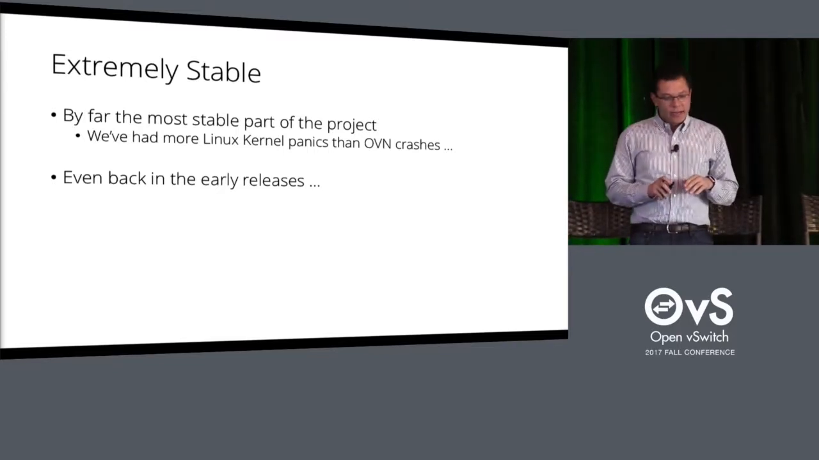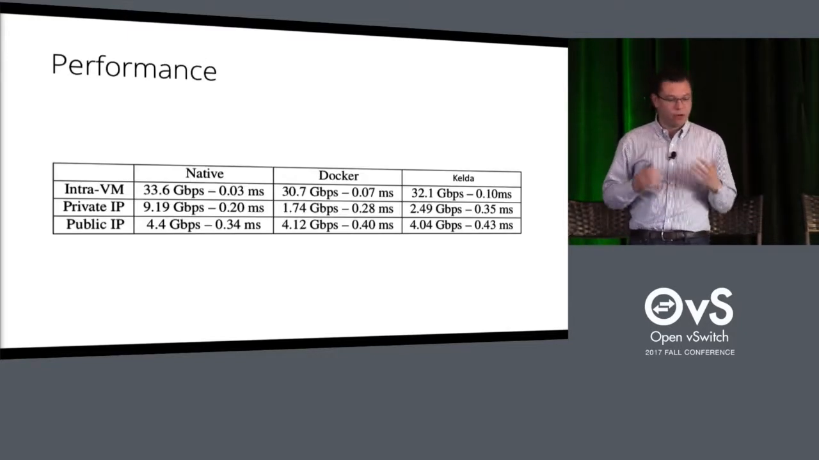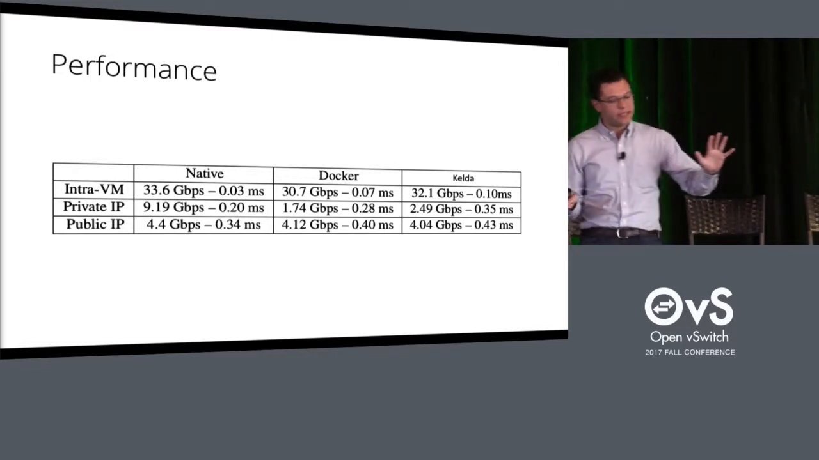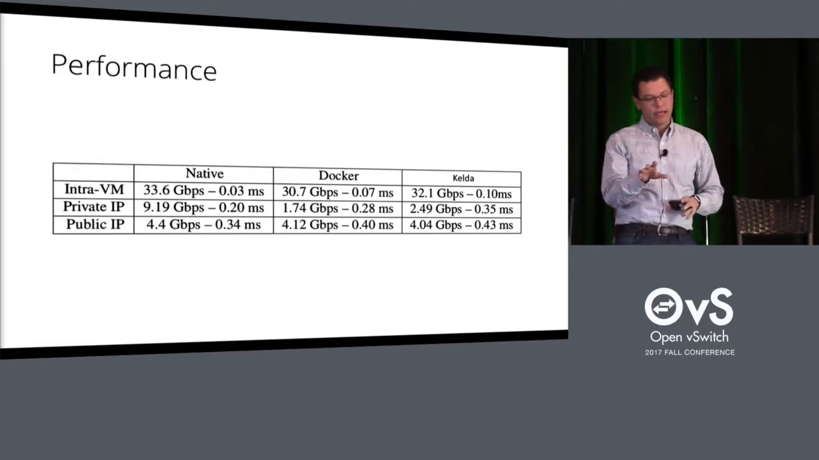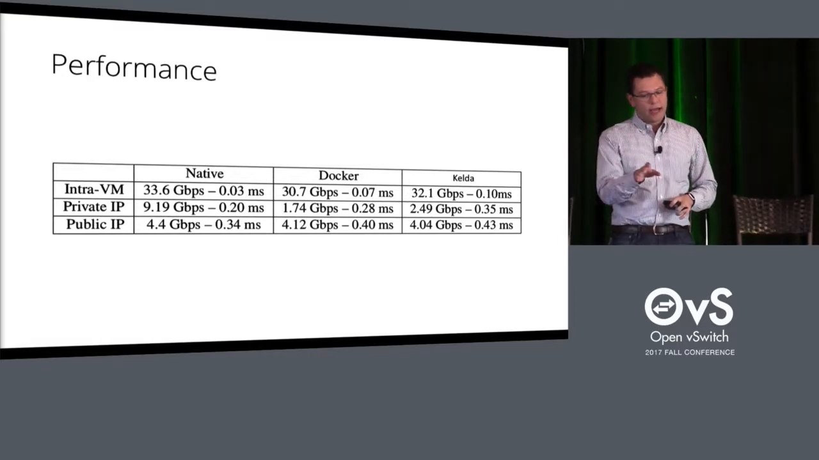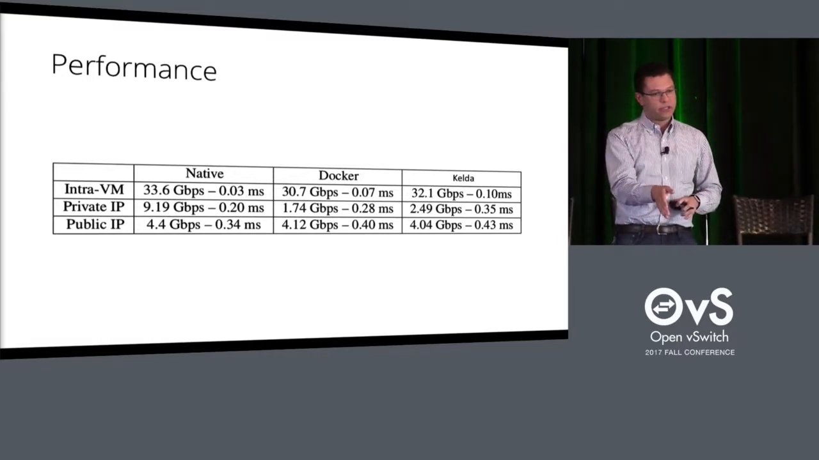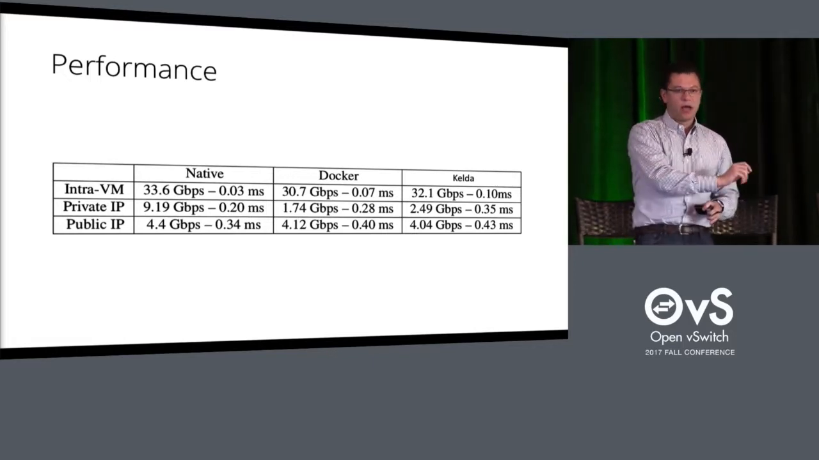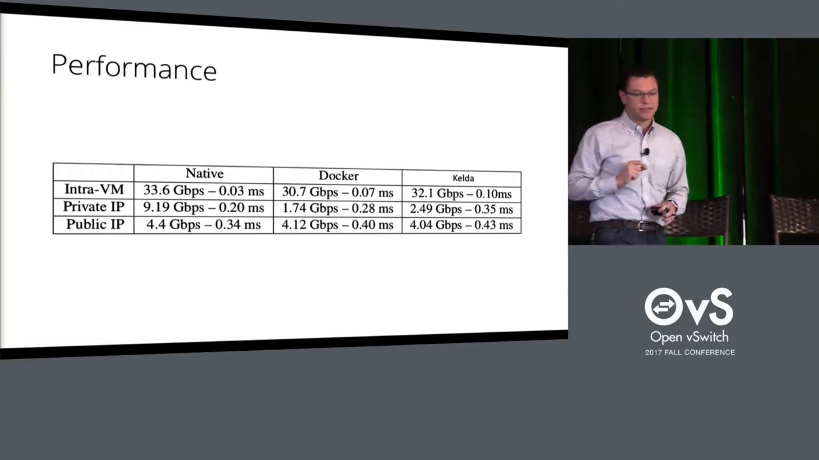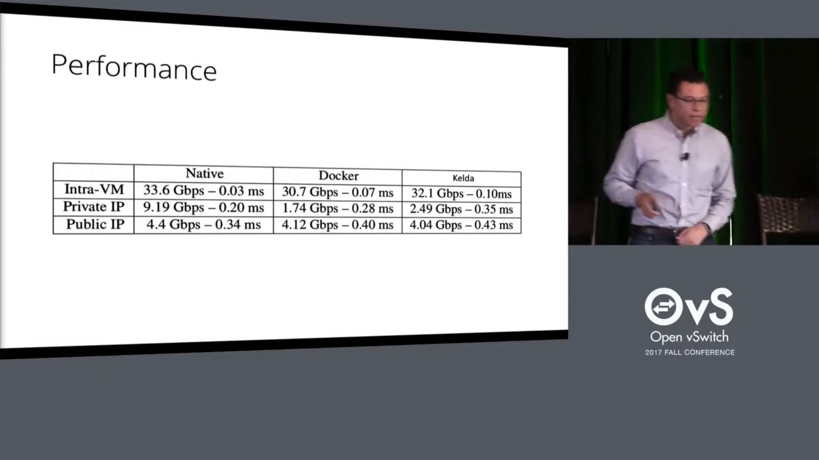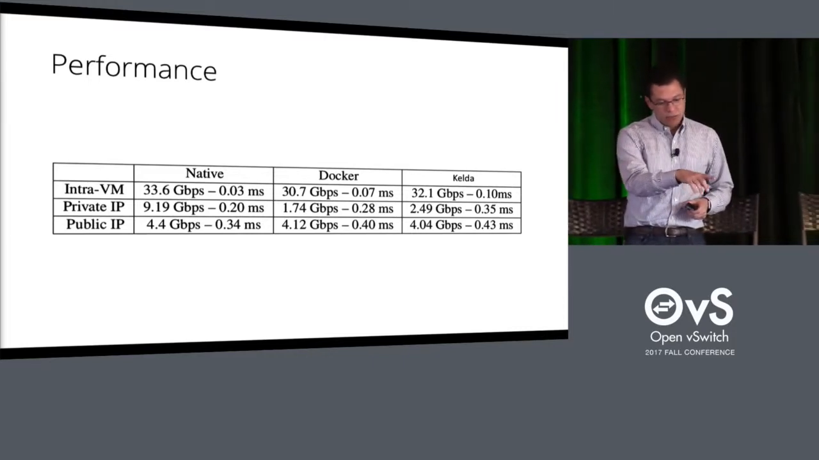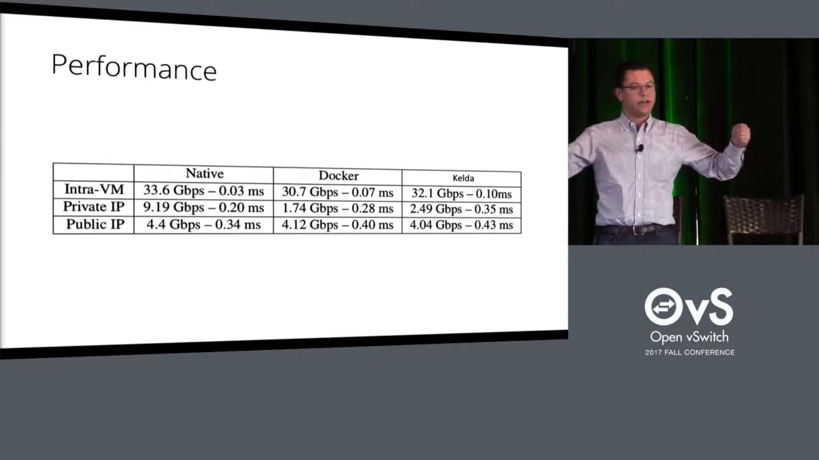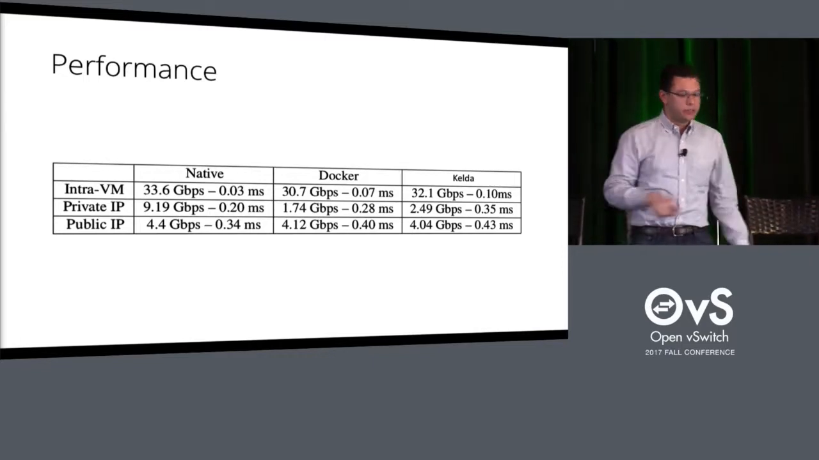It's also, not only is it very stable, it performs particularly well. This isn't an Oven-specific thing, but more of an OVS thing. So in this table, we're comparing OVS versus the standard native Docker performance versus a native virtual machine on Amazon with C4.8xlarge VMs, which are pretty big virtual machines. And the really important row in this table is the private IP. So that's the case where you have two containers on different hosts that are talking to each other.